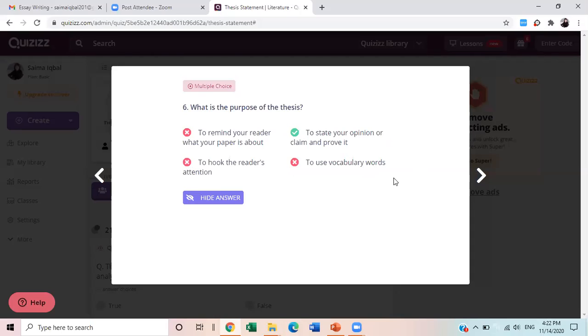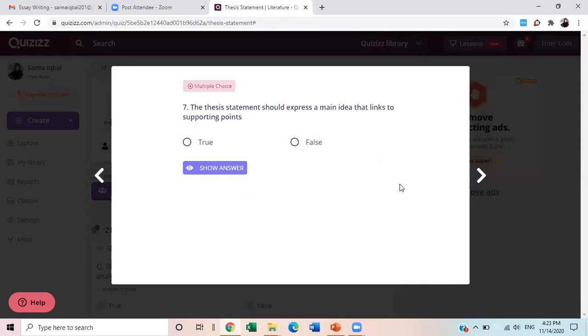What is the purpose of the thesis? To remind your reader what your paper is about, to hook the reader's attention, to state your opinion or claim and prove it, to use vocabulary words. Ma'am, to state your opinion or claim. Excellent. To state your opinion or claim and prove it. Nice. The thesis statement should express a main idea that links to supporting points. Is it true? True, ma'am. Very nice.